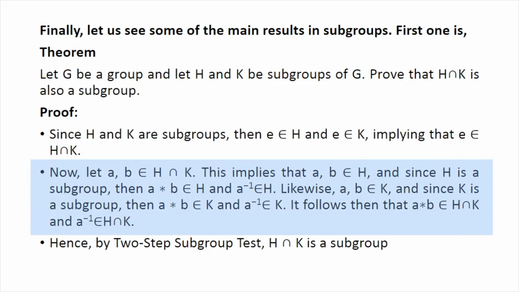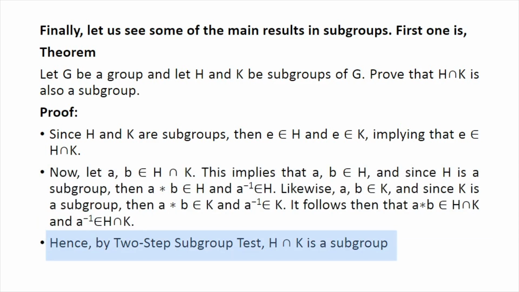Now let a, b be elements of H intersection K. This implies that a, b are elements of H, and since H is a subgroup, then ab⁻¹ is an element of H and a⁻¹ is an element of H. Likewise, a, b are elements of K, and since K is a subgroup, then ab⁻¹ is an element of K. So ab⁻¹ is an element of H intersection K. Hence, by the two-step subgroup test, H intersection K is a subgroup of G. That is the theorem.